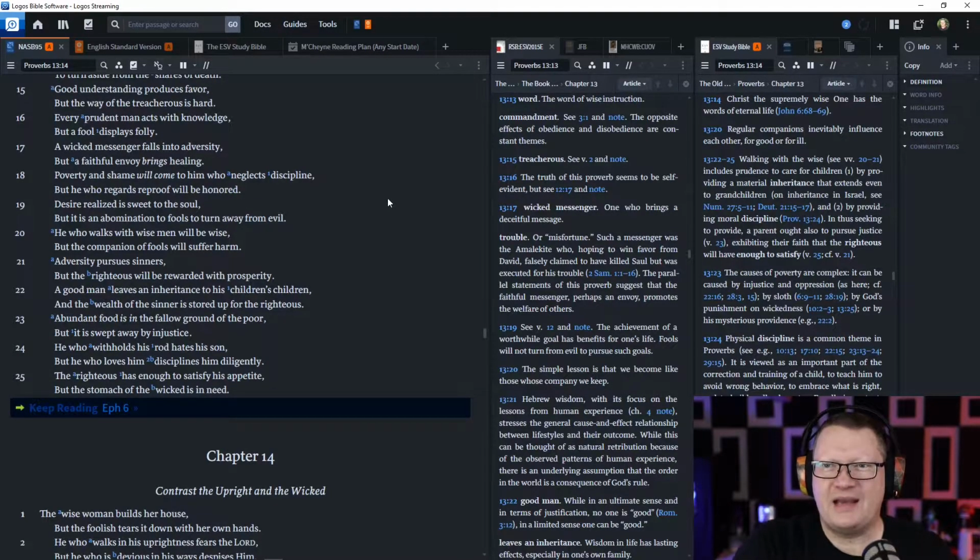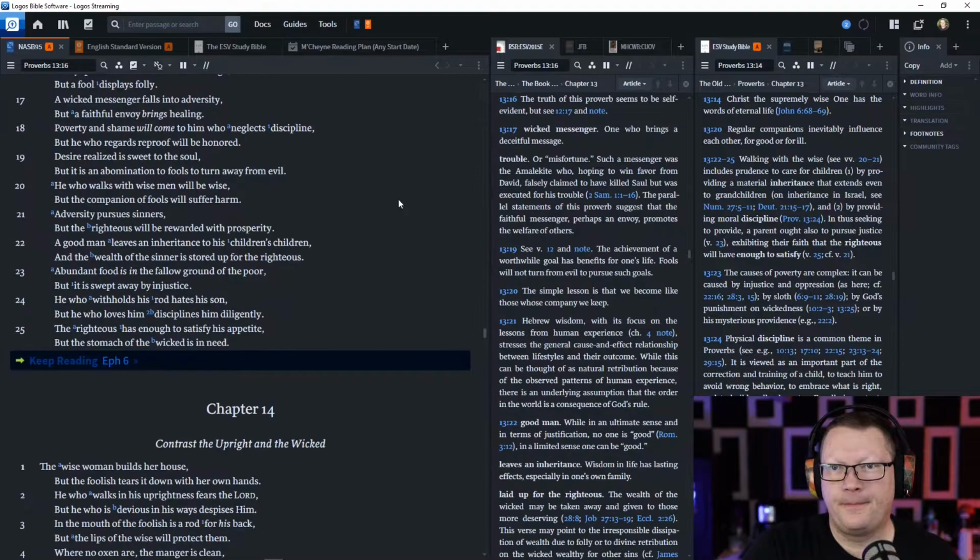Every prudent man acts with knowledge, but a fool displays folly. A wicked messenger falls into adversity, but a faithful envoy brings healing. Poverty and shame will come to him who neglects discipline, but he who regards reproof will be honored. Desire realized is sweet to the soul, but it is an abomination to fools to turn away from evil.